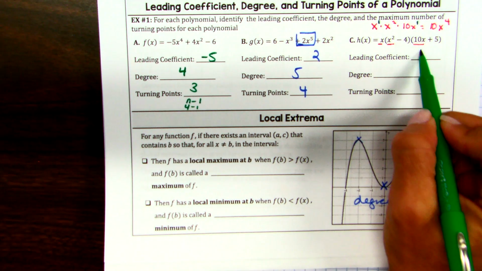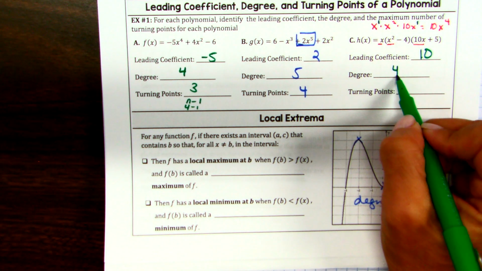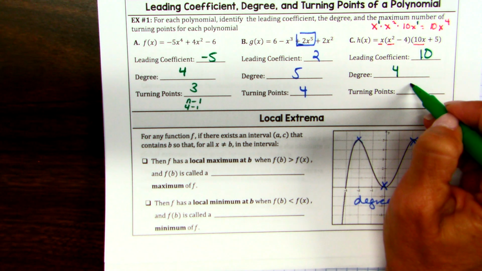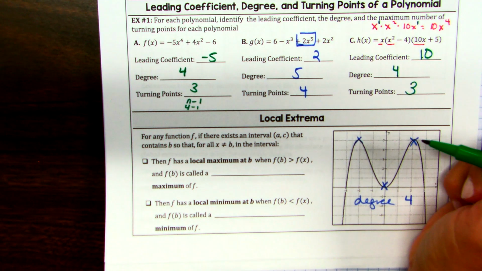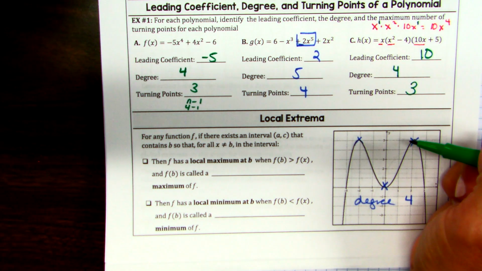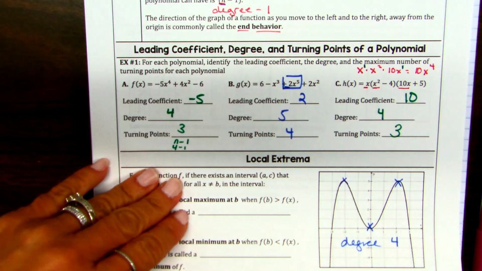So our leading coefficient would be 10. Our degree would be 4. How many turning points would this graph have? Yeah, just subtract them. Okay? Now, let's take turning points and focus on those on the next page. The next page, please.